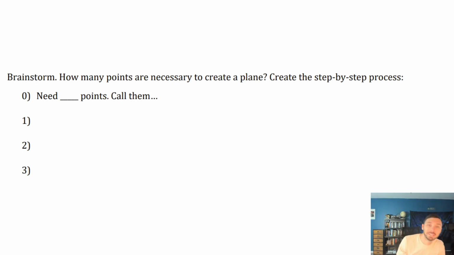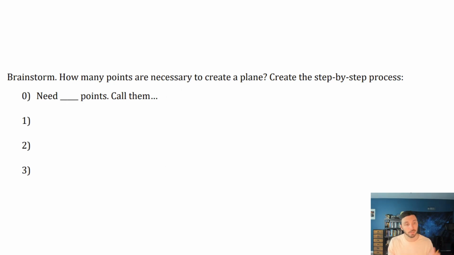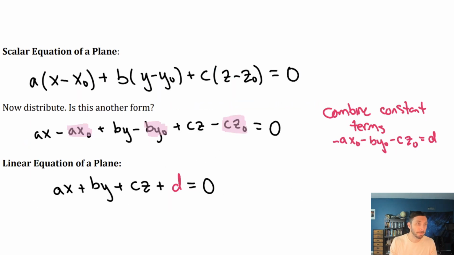All right, so how many points are necessary to create a plane? Yeah, you need 3. But think about what these steps might be thereafter. Once you have those 3 points, what can you do to create 2 vectors out of them to create that normal vector? 3, 2, 1. Yeah, it's all this stuff right here. So we need 3 points. We'll call them points A, B, C. You can create a vector AB, create a vector AC. And then once you find the cross, you have yourself the normal vector. You can plug and play into your formulas right here.